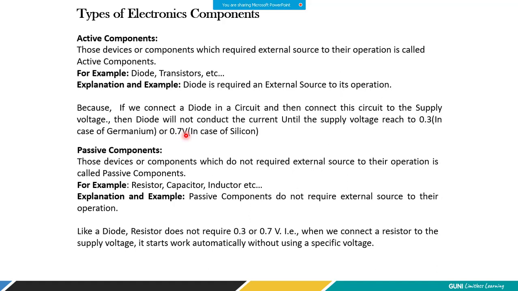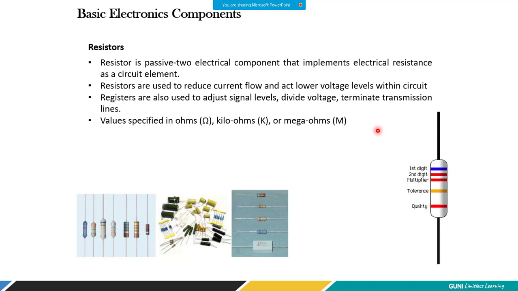On the other side, when you look at passive components, those devices or components which do not require an external source for their operation are called passive components. Resistors, capacitors, inductors, right? We already said a resistor does not require 0.3 or 0.7 volt, as was the case with the diode. When we connect a resistor to the supply voltage, it starts working automatically without using a specific voltage. It's not like some minimum amount of voltage you need to provide in order to start an operation for the passive devices, right? So this is just the broad categories that you need to keep in mind.